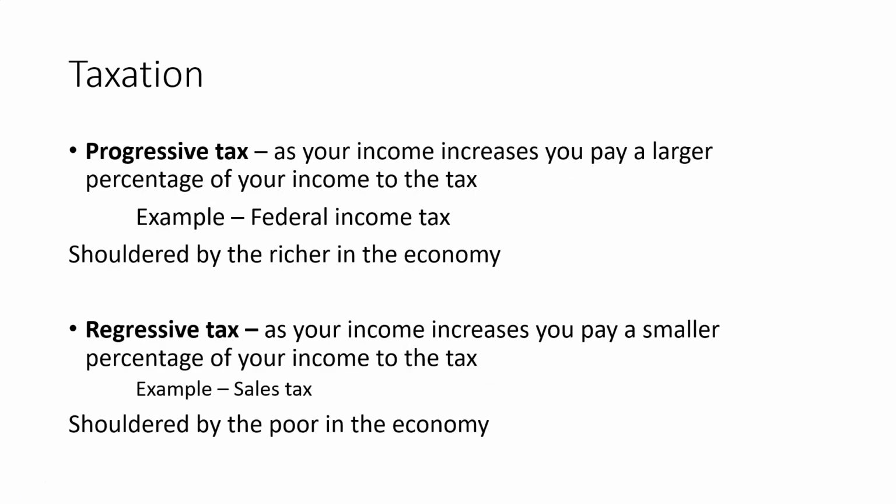Taxes get lumped into one of two categories. The first is a progressive tax. A progressive tax is a tax where, as your income gets larger, you pay a larger percentage of your income to the tax. Right? Now, an example of this is our federal income tax. You've got the different tax brackets. The higher your income, the larger percentage of your income you pay to the tax.